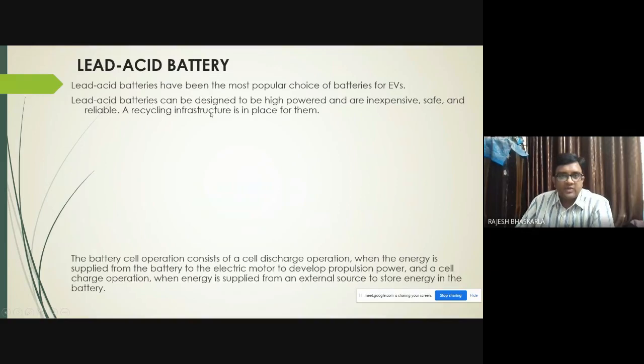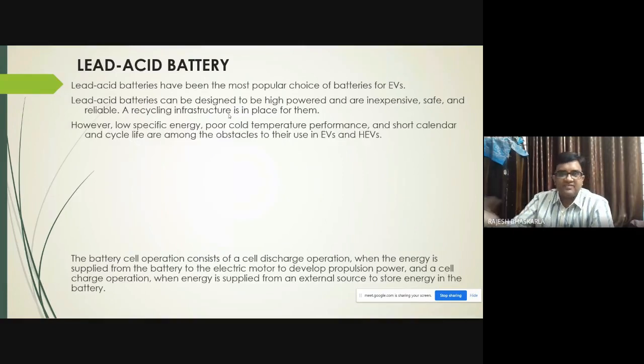Okay, so lead acid batteries can be designed to be high powered, and are inexpensive, safe and reliable. A recycling infrastructure is in place. If your inverter batteries are dead, you can sell them off and buy a new one, because the container can be used again for the battery.